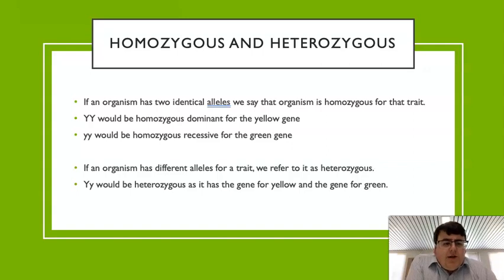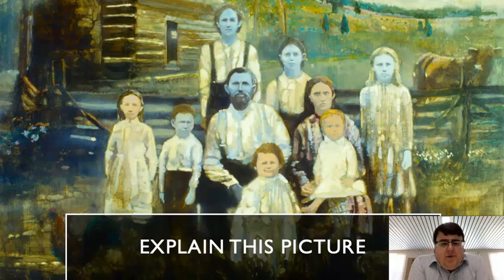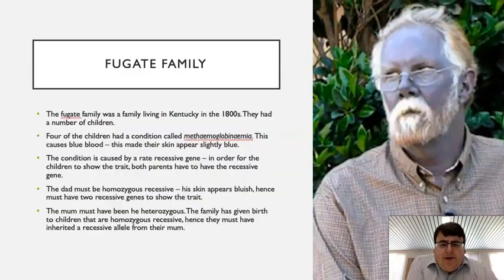We're going to do a little bit of study now as well. So here's a picture that we're going to explain. This is a portrait of a family that's been painted. This is the Fugate family. In class, you'll have a little bit of time to explain what this picture is and what's actually happening. Basically what we've seen here is these people here, the dad and a few of the children, have blue tinted skin. So what's actually happening there?